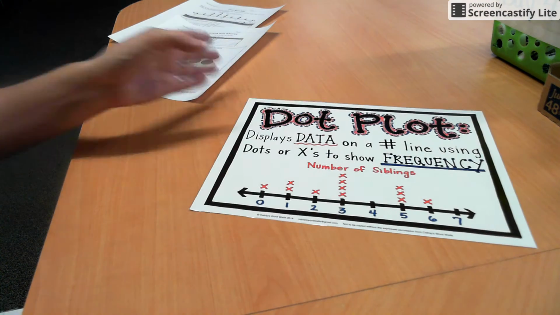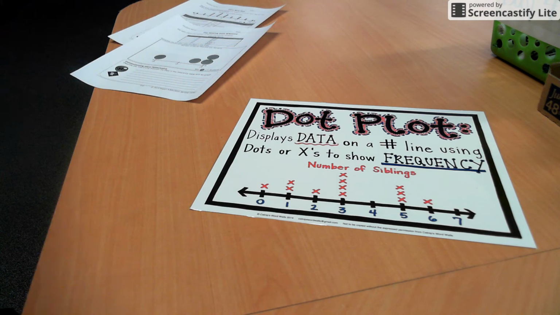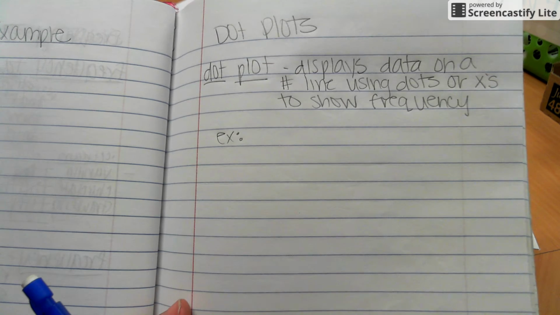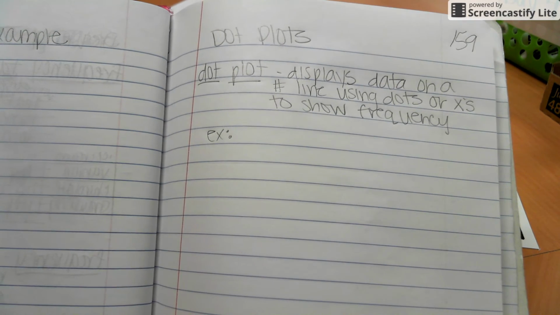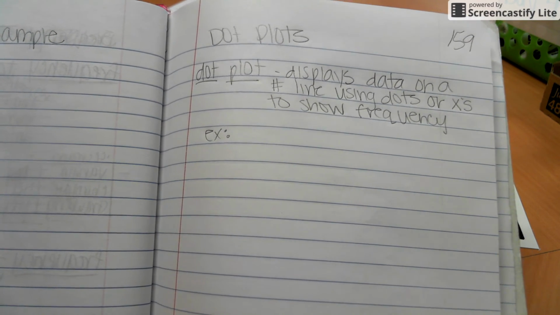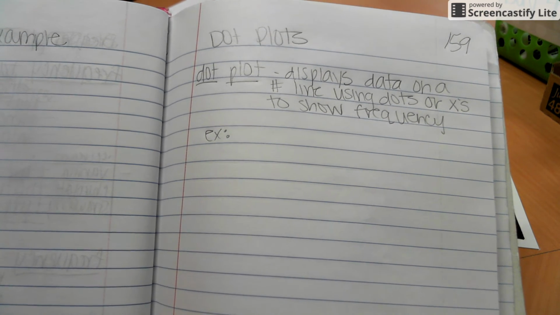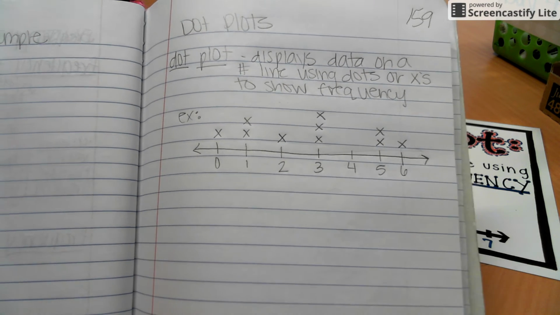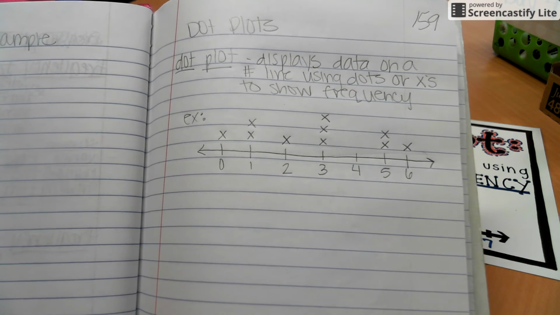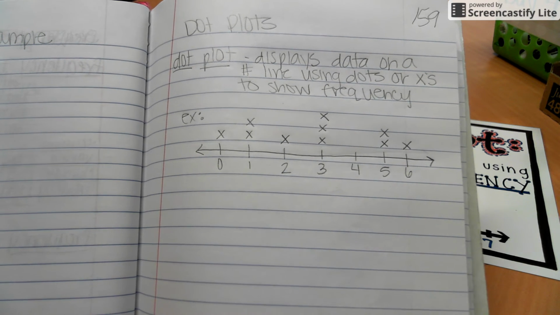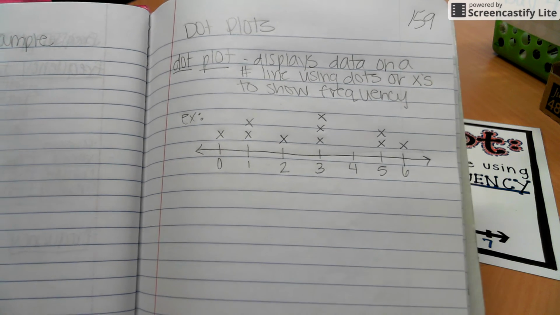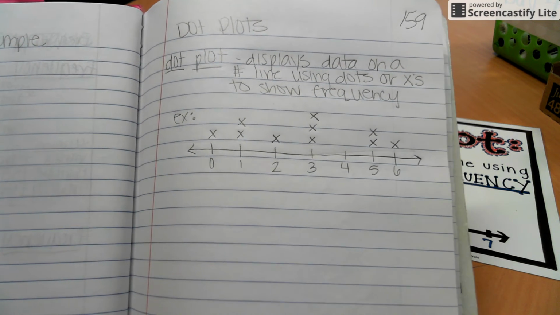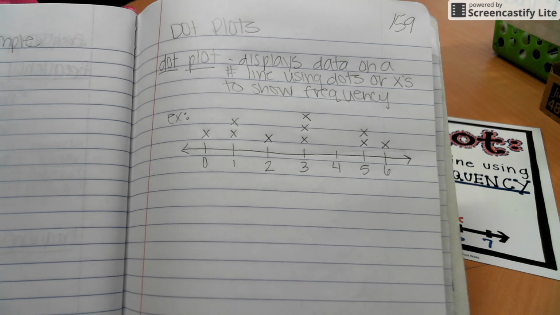So let's go ahead and make a note in our notebook on 159 that a dot plot displays data on a number line using dots or X's to show frequency. And then we're going to draw an example. So here's an example, and this time I used X's. So go ahead and draw that example for your dot plots. So it'll either be a dot or X's to show how many frequencies. It's kind of like counting the tally marks. You're counting the X's or counting the dots.